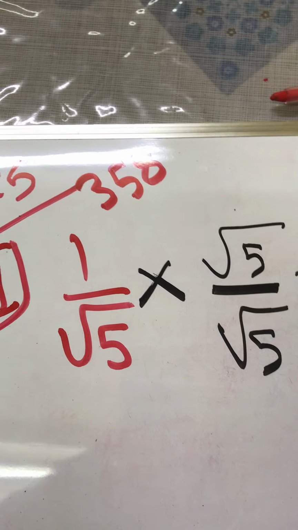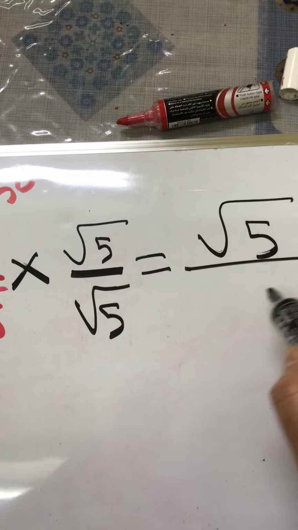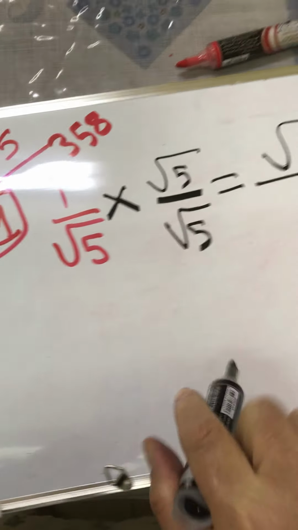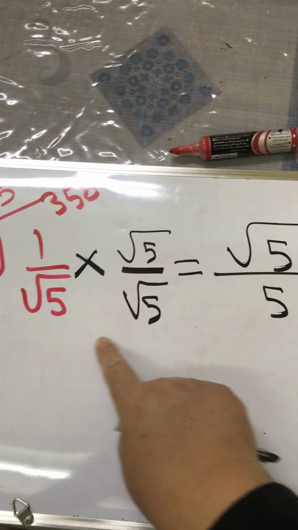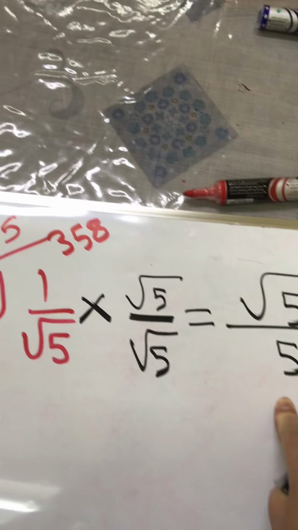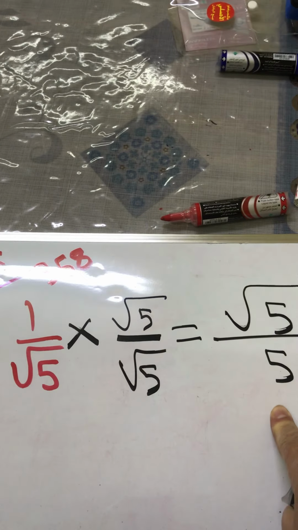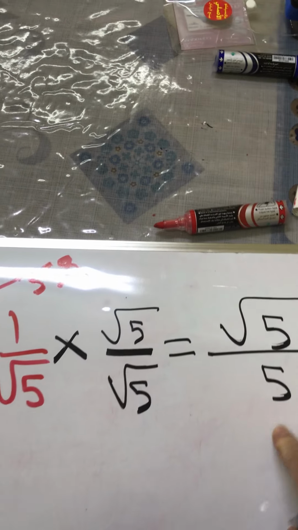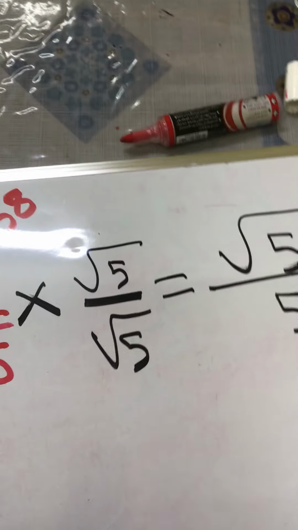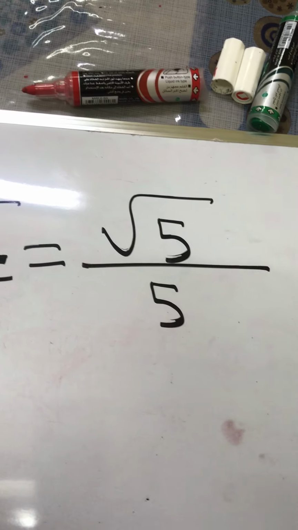And now, numerators multiply together. 1 multiply square root of 5 equals square root of 5. Down, square root of 5 times the square root of 5 equal 5. And this is the aim, is to remove the square root from the denominator. To rationalize like this. Okay? I think it is not difficult. It's very easy. And the answer is square root of 5 over 5.